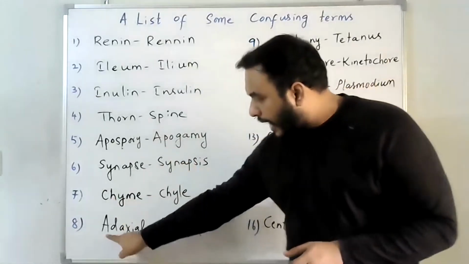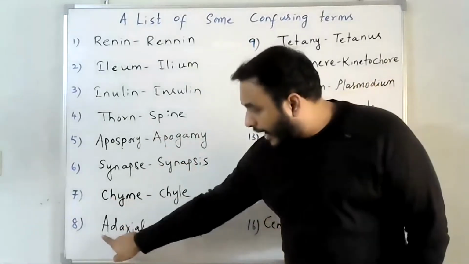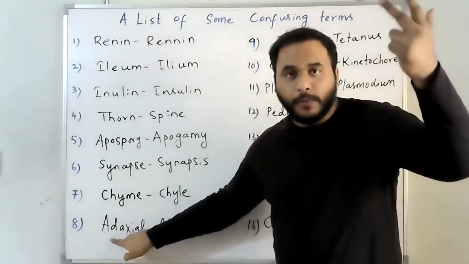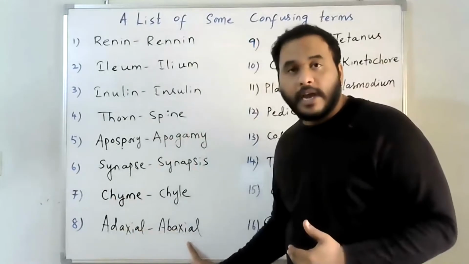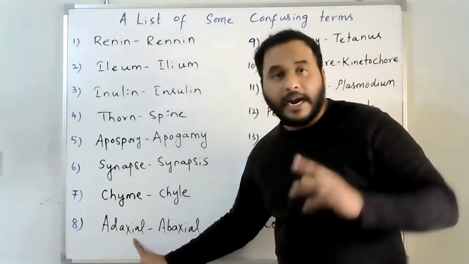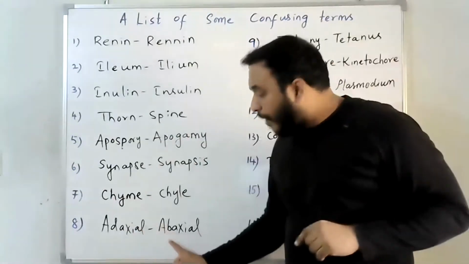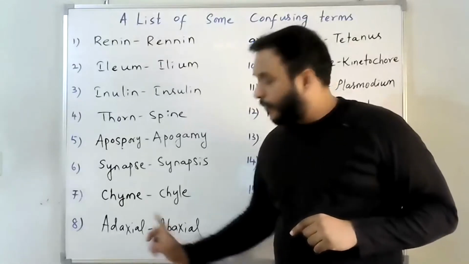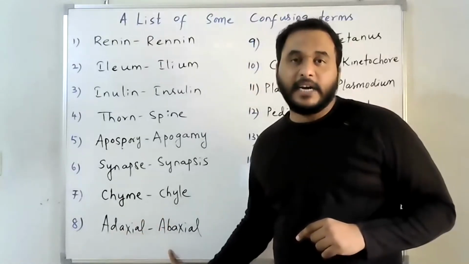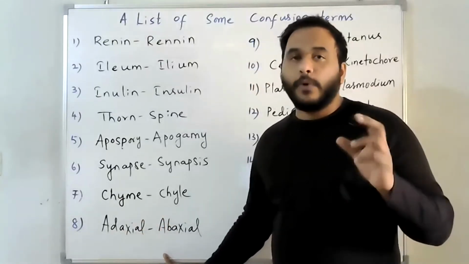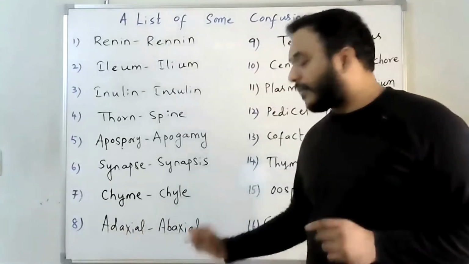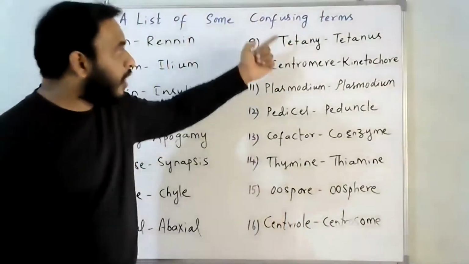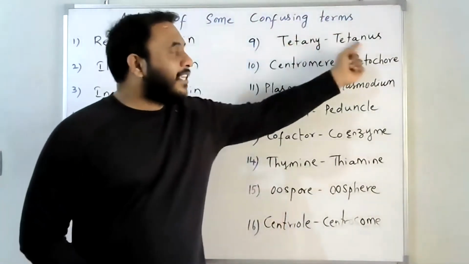And coming to adaxial, abaxial. Ad means above, ab means below: above the axis, below the axis. So adaxial means the upper surface, abaxial means the lower surface. In the anatomy of flowering plants, you will study leaves, monocot leaf and dicot leaf, and you will come across these two terms, adaxial and abaxial. Next, coming to the ninth one, tetany and tetanus.